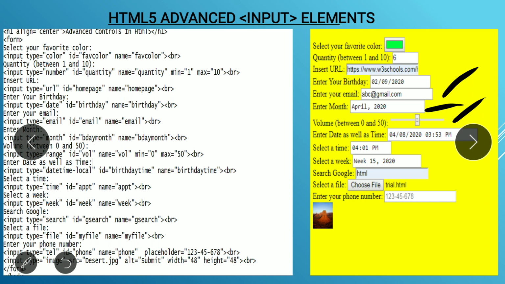We already discussed. Next is the date-time-local, where you set date as well as the time, right? Next is the time, where you set only the time. Next is the week, where you can select the week of the year, which week is this, right? For example, here we set the 15th week of the 2020, right?